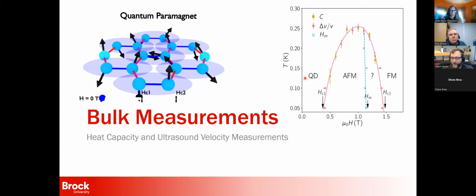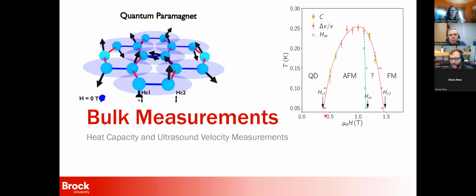And so at low field, we're in this quantum paramagnetic state. So your spins are not locked into place. You would see no net magnetic moment. You wouldn't see magnetic Bragg peaks if you were doing neutron scattering. It just looks like a paramagnet to the outside observer.